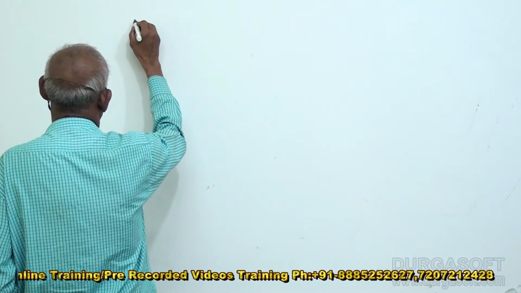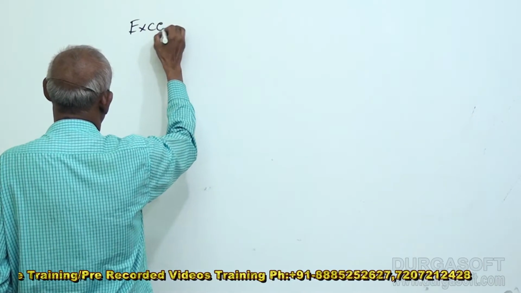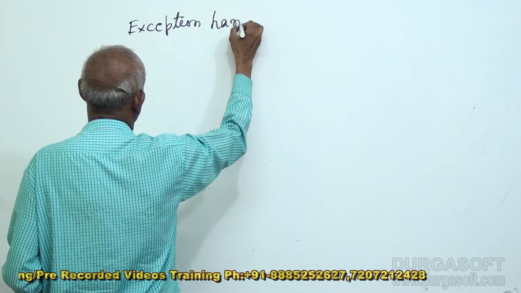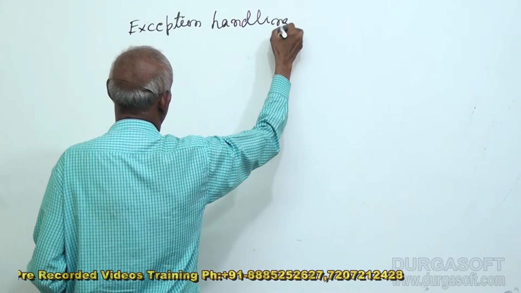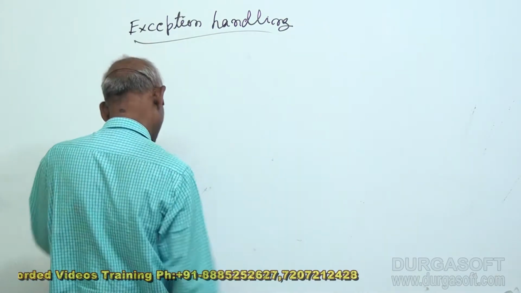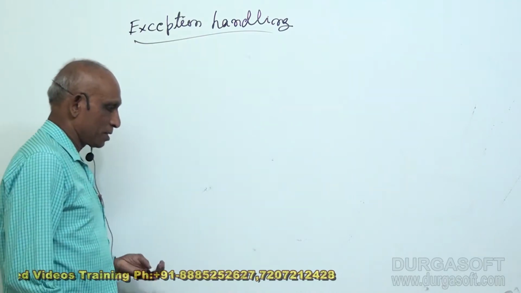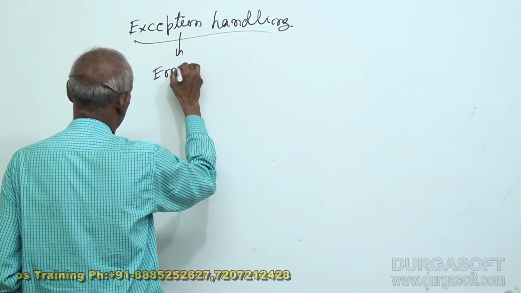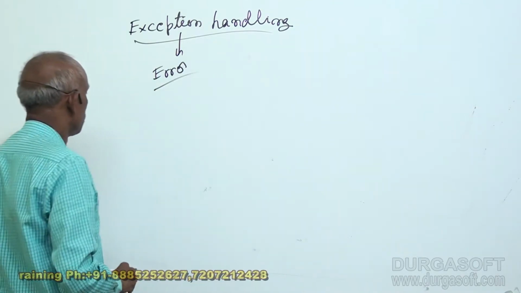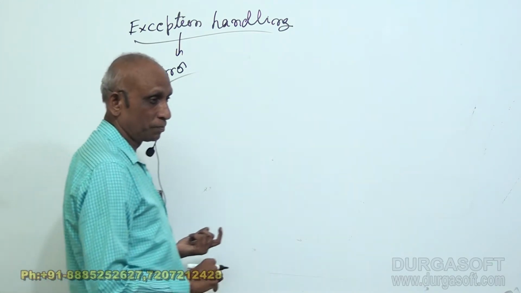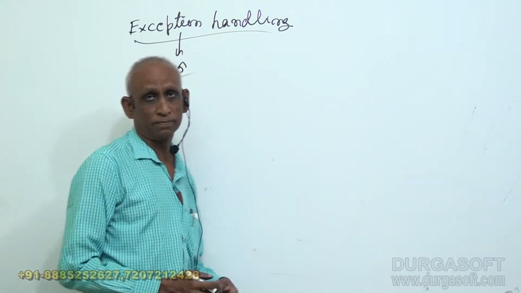What is exception handling? Exception means some kind of error. Technically, an error is called an exception. So when an error occurs, how do we handle that?